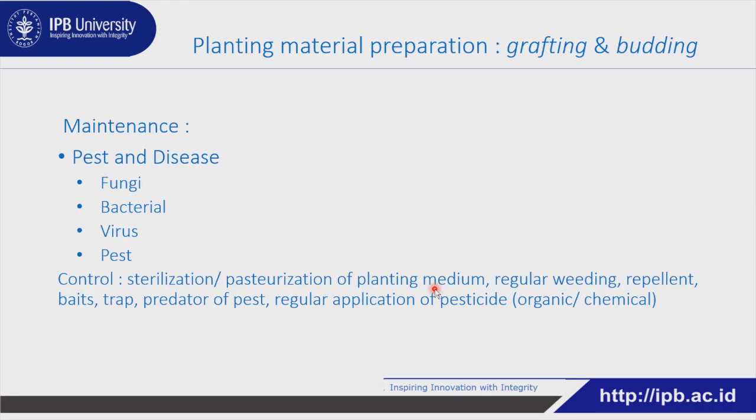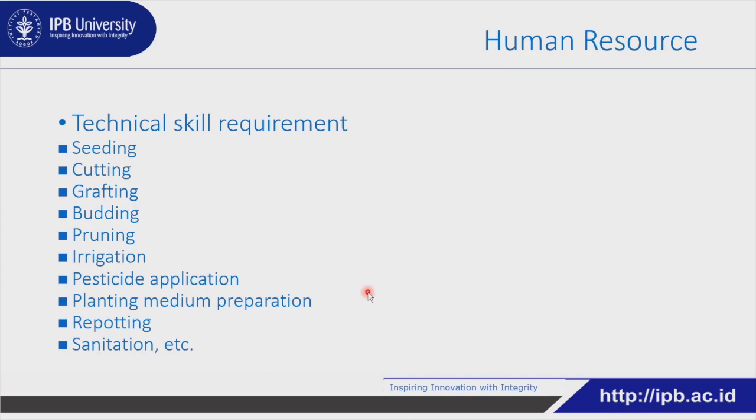And pests and disease, of course, we should think about that because in your nursery, maybe you can find fungi, bacteria, virus even, and pests. So if the infestation of these pathogens is still low, you can do the control manually by removing the infected plants. But of course, you can do control before that, such as sterilization or pasteurization of planting medium, regular weeding, yeah, and using repellent, bait, trap, predator, or regular application of pesticide. Even if it's organic, it will be good, or chemical is also not bad.